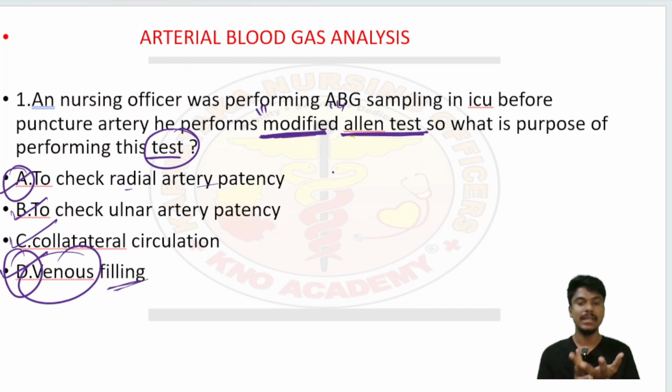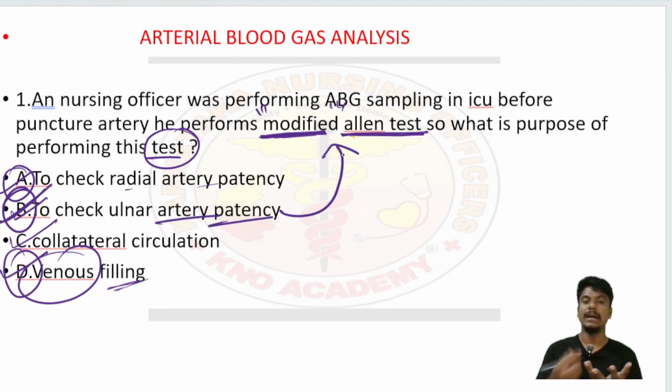So in the modified Allen test, we are compressing the radial artery to see the blood flow through the ulnar artery. That's your right option, option B, B for Bombay, to check the ulnar artery patency. To check the ulnar artery patency, we are performing the modified Allen test.